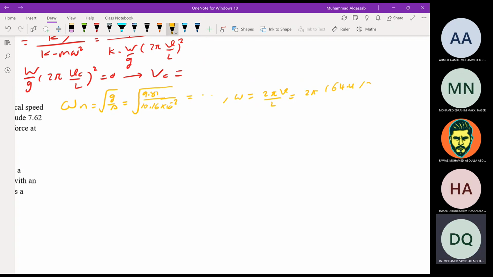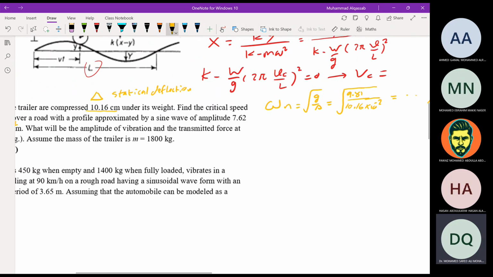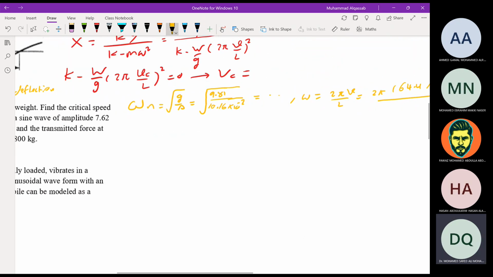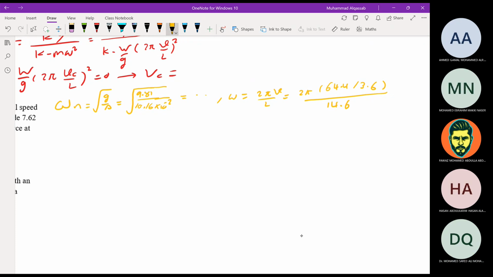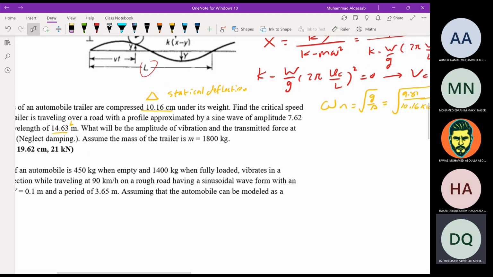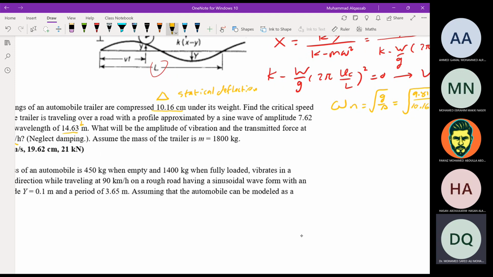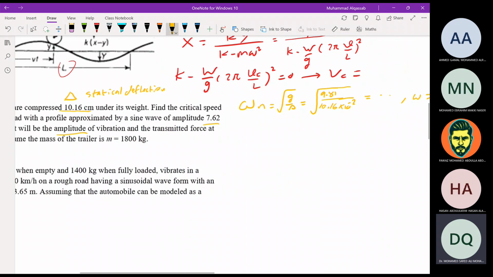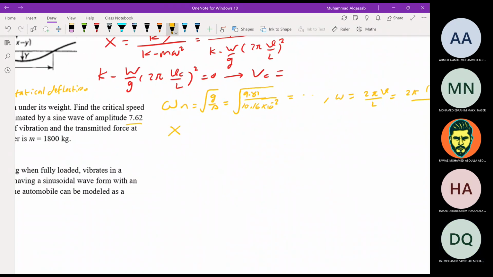You convert it to meter per second, we divide it by 3.6. Divided by L, which is 14.63 meter. Okay, and you can get omega. Damping is neglected, and we have y equal to 7.62. You can find amplitude. Okay, amplitude will be x, as we did above.